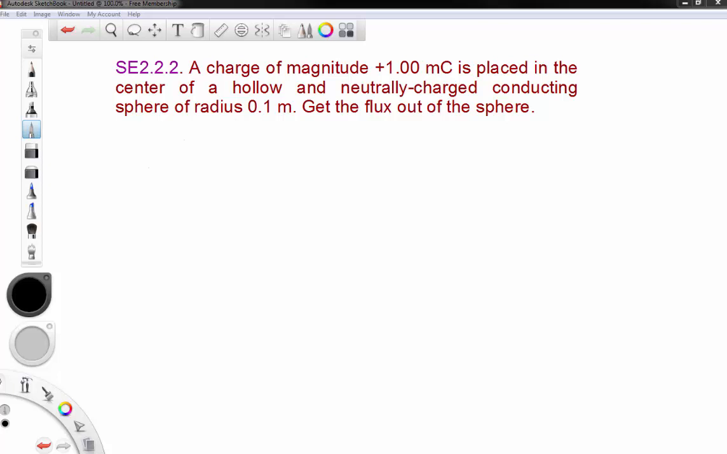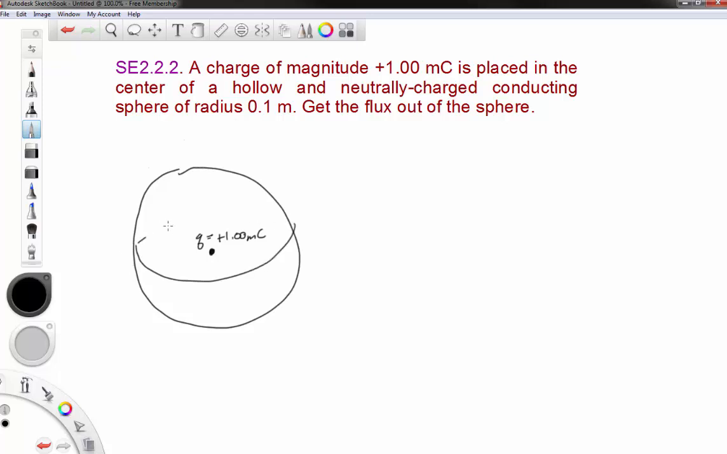For our second example, we have a charge of magnitude 0.1 millicoulombs. So we'll go ahead and put that right here. Plus 1.00 millicoulombs is the charge, and it's in the center of a hollow, neutrally charged conducting sphere. So our sphere maybe is out here, something like this, and the radius was 0.1 meter, r equals 0.1 meter. So now we've got to get the flux out of here.